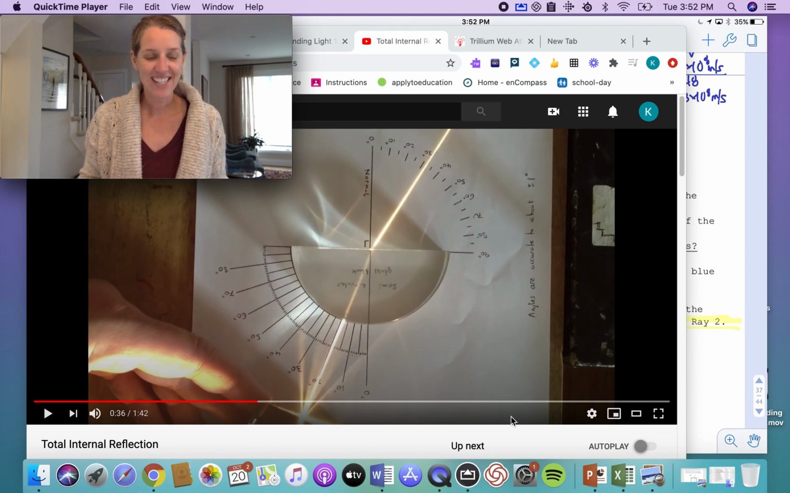Okay, hi grade 10s. We're now going to move into our next topic on refraction, which has something to do with refraction and reflection. It's called total internal reflection.